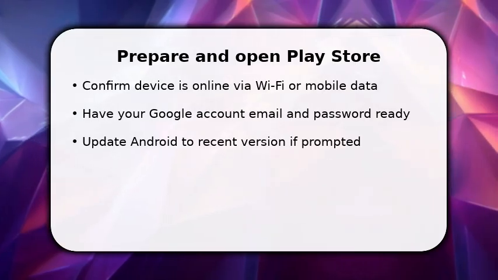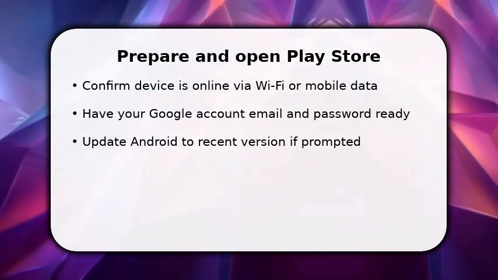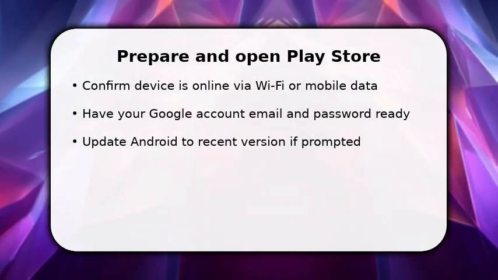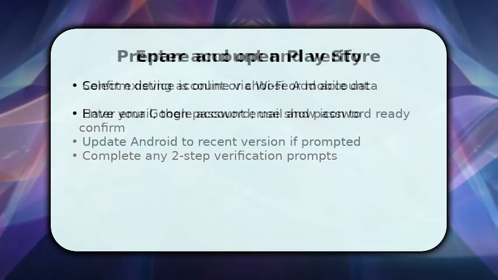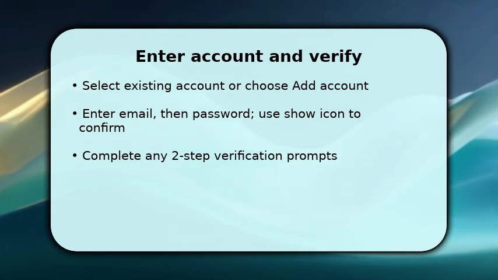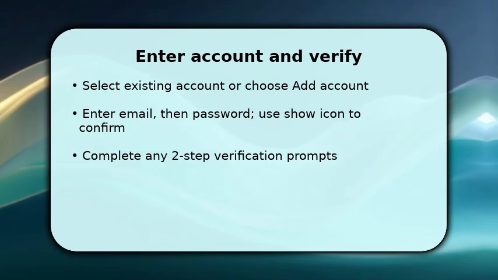Once the Play Store opens, tap the profile icon at the top right to begin signing in. Make sure you choose Add Another Account if a different Google ID is needed. When prompted, select the account you want or tap Add Account to enter a new email address. This is where you type your Google ID.